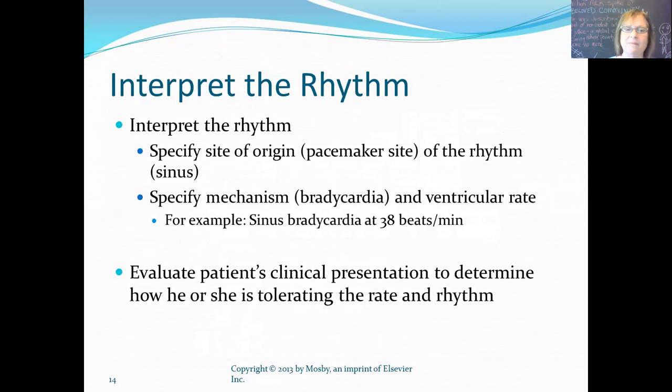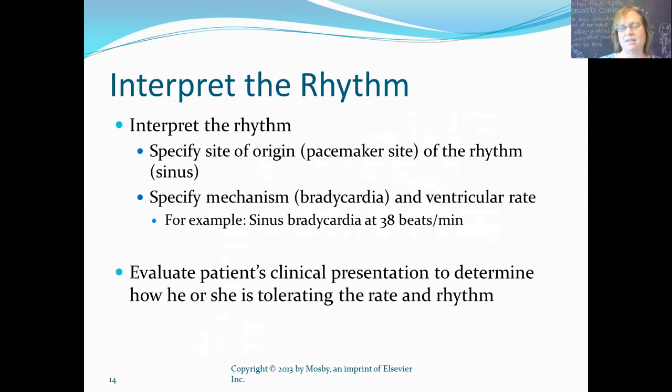For example, we would say if it's a sinus rhythm, it's starting in the sinus node, and the rate tells us that it's a bradycardia, and we would actually state that rate. So here we would make that interpretation, sinus bradycardia at 38 beats per minute. And then we would look at the patient's presentation, because remember, everything comes back to cardiac output. So how is the patient tolerating that rhythm?